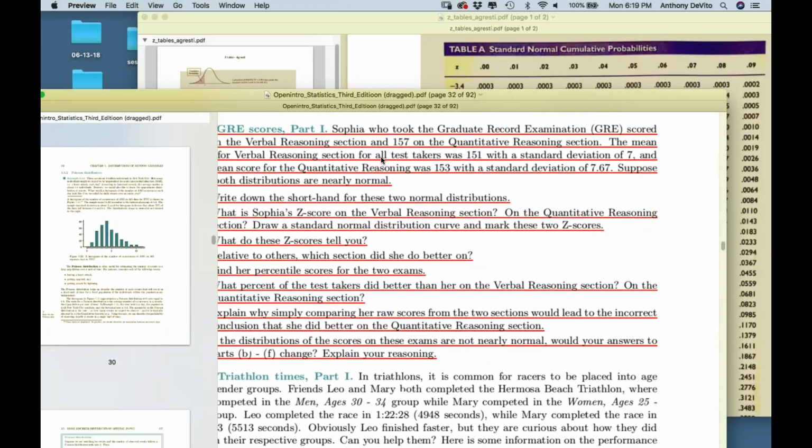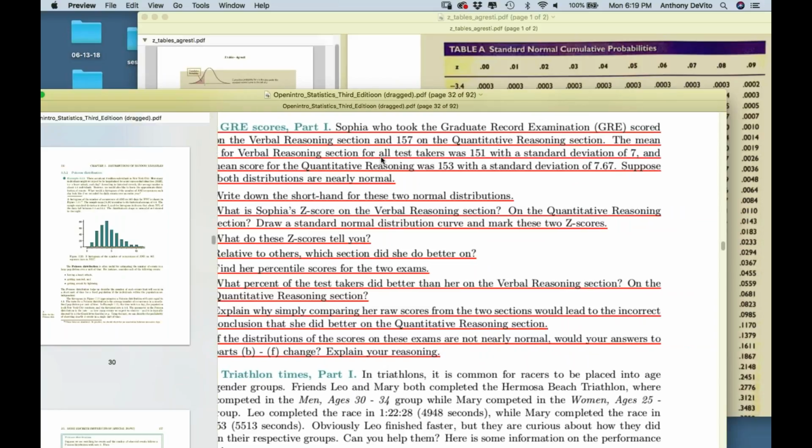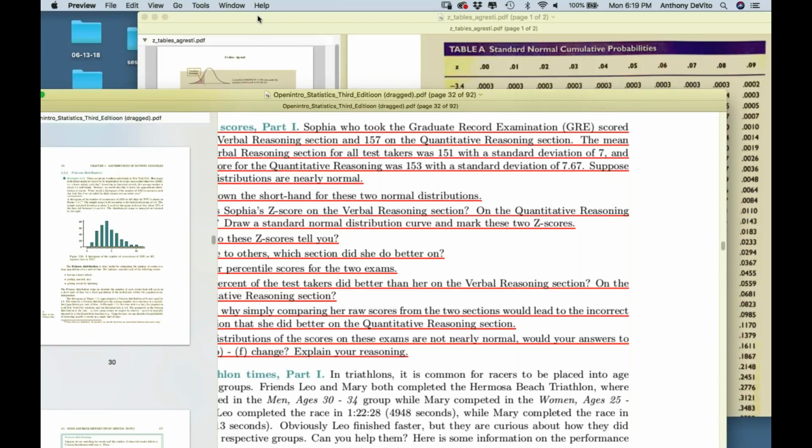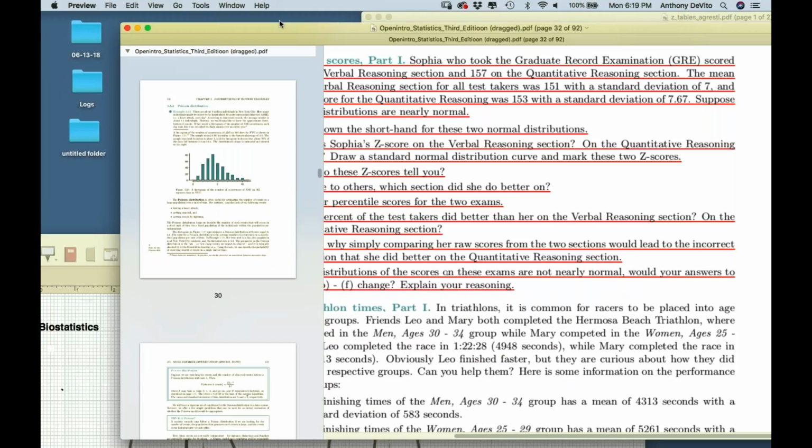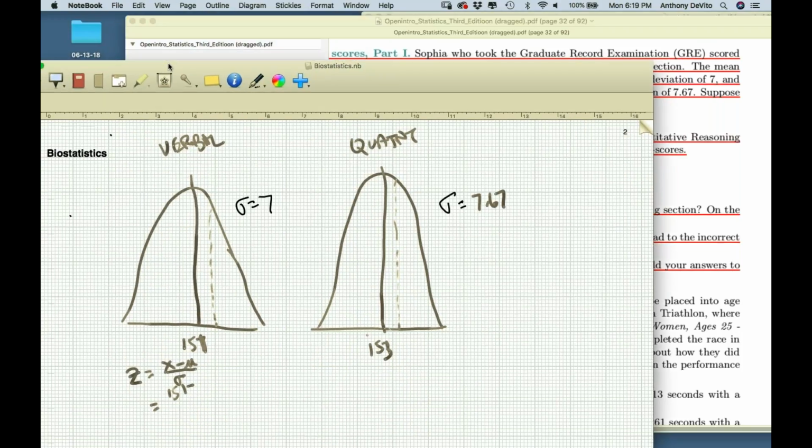Okay, so her scores were 160 and 157, and the means were 151 and 153. Let's take a look at our z-score. It's going to be 160 minus 151. Her score is 160, higher than the mean, so that's going to make this a positive number over the standard deviation, which is 7. So 160 minus 151 is 9 over 7.